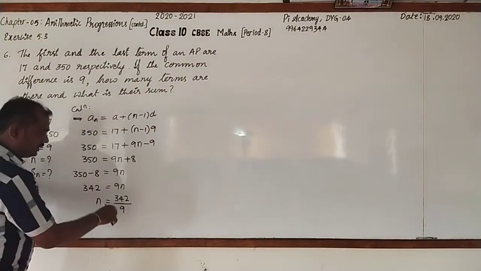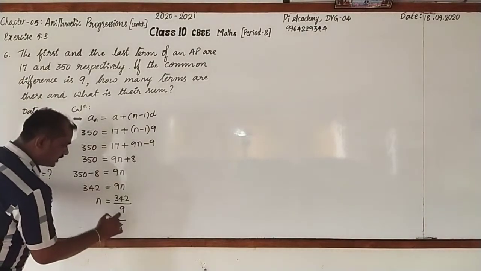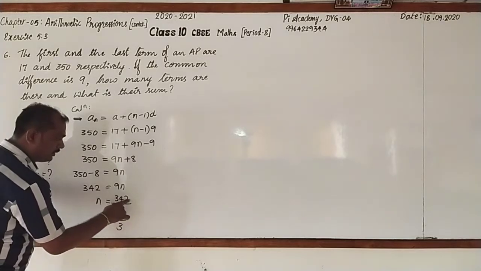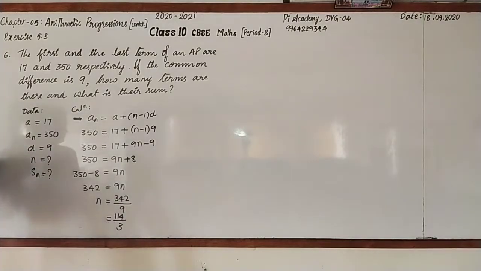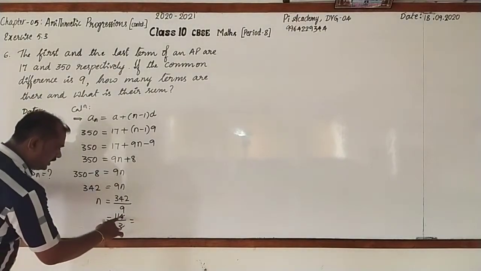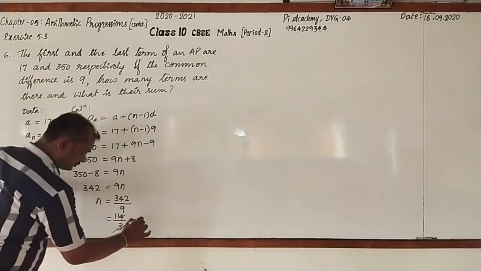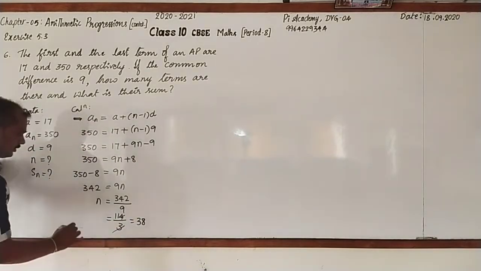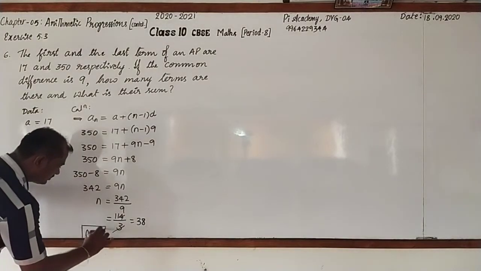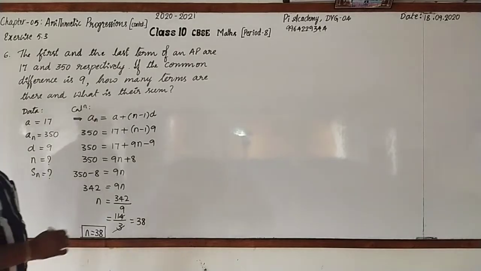See, both are divisible by 3. Here, 3 3s are 9. 3 1s are 3, 1 will remain, 12. 3 4s are 12. Again it can be cancelled. 3 1s are 3. 3 3s are 9. 2 will remain, 24. 3 8s are 24. Therefore, n is equal to 38. Got it?